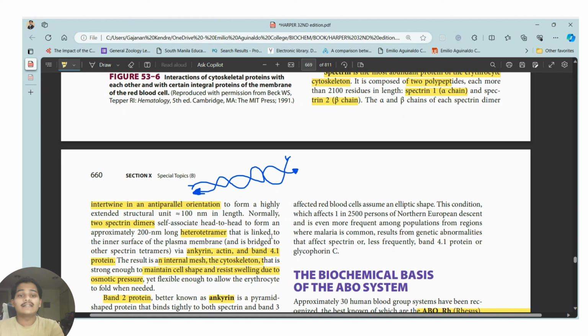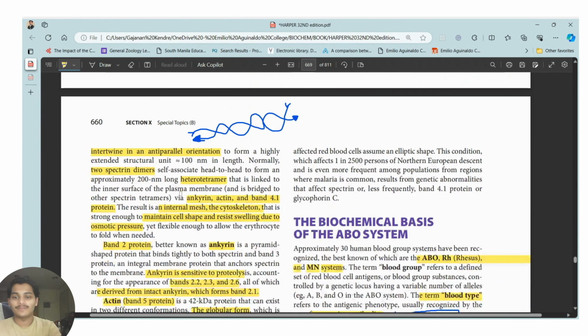How? This is an anti-parallel orientation. Consider this as an alpha chain, this is the tail, this is the head, and it goes like this, but the other beta chain will come like this and bind like this, just the same as the double helical structure of DNA, but in a head to head anti-parallel orientation.